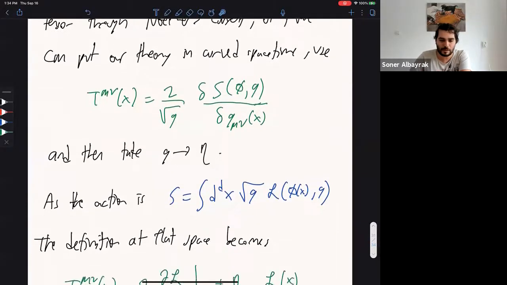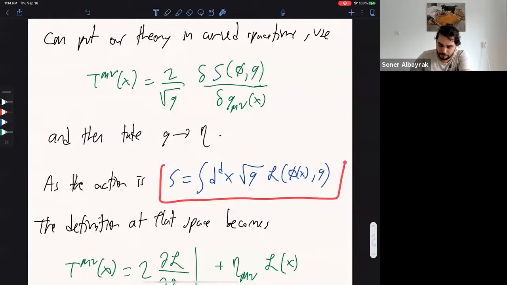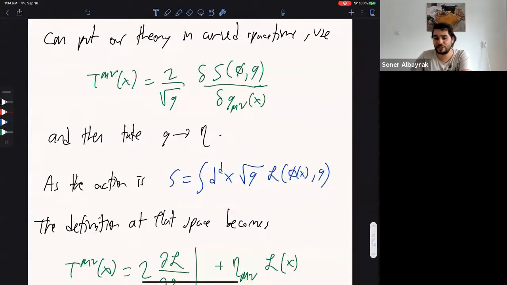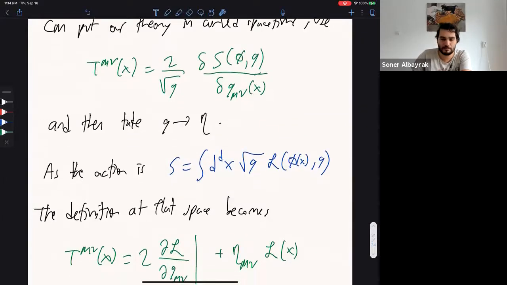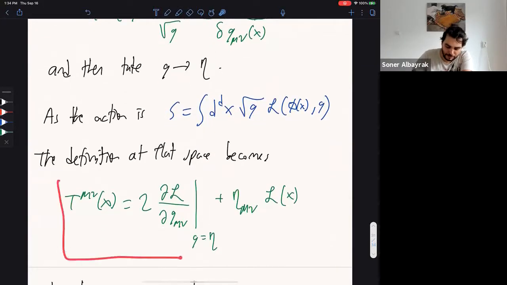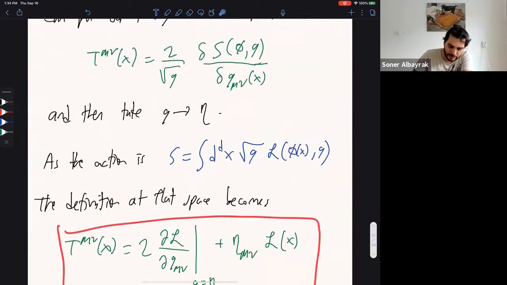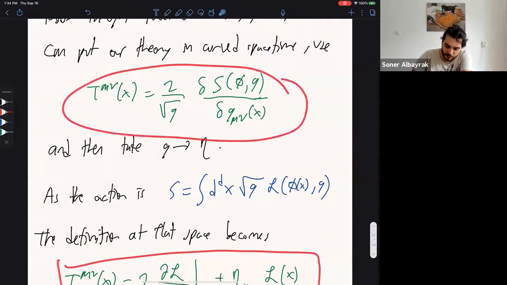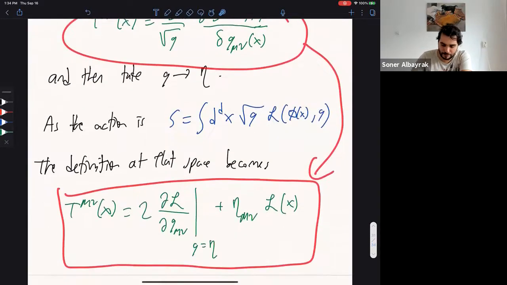Now, if the action is of this form, again, there is no Ricci scalar or anything like that because we are doing flat space business. I'm just using this as a tool to compute the stress tensor. Then the stress tensor becomes like this. It's just this definition. If I apply it, it becomes like that.